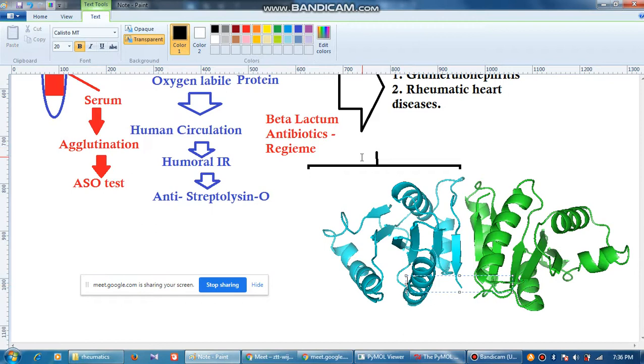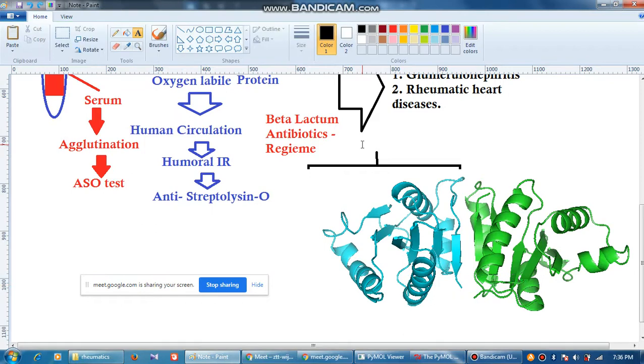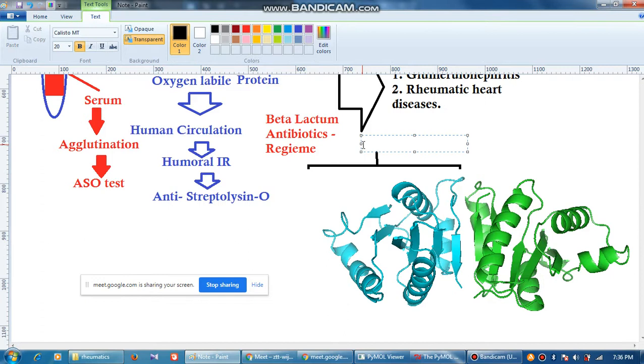So what is this? This blue chain. Can you see the blue chain? Yes, sir. Great. Streptolysin O. This is called the X-ray crystallographic structure of the protein. Now this is the streptolysin O antigen.